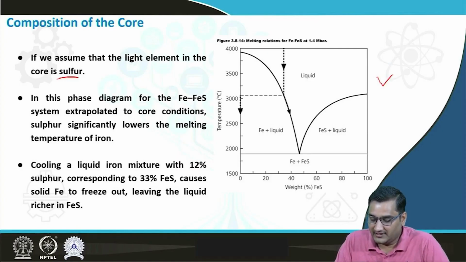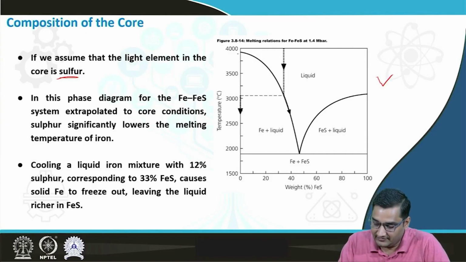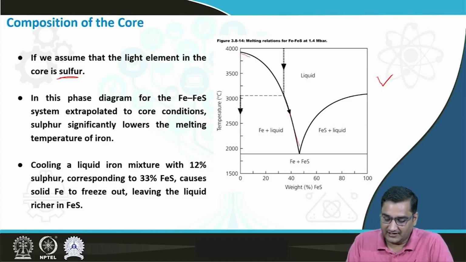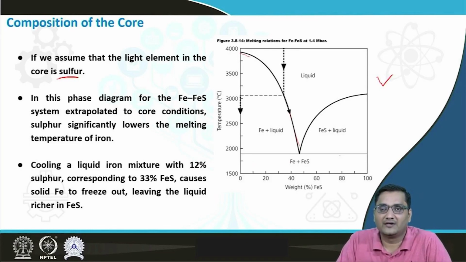Since sulfur significantly lowers the melting temperature of iron, you can see that the melting temperature of the iron is reducing. Cooling a liquid iron mixture with 12% sulfur, corresponding to 33% iron sulfide, causes solid iron to freeze out, leaving the liquid richer in iron sulfide. So you can see this is the iron mixed with iron sulfide here, which is in the solid form, and which is in the liquid form in the outer core.